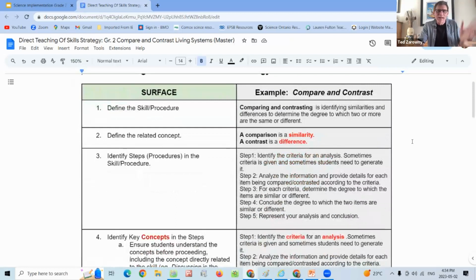So on the left are teacher steps. We want to make sure that you've got a good definition of the skill, and you're going to share that with the students, of course, and define the related concept. A comparison, we know, is a similarity, a contrast is a difference. The highlighted words, you want to make sure the students know what those are before you even practice comparing and contrasting in this particular way.